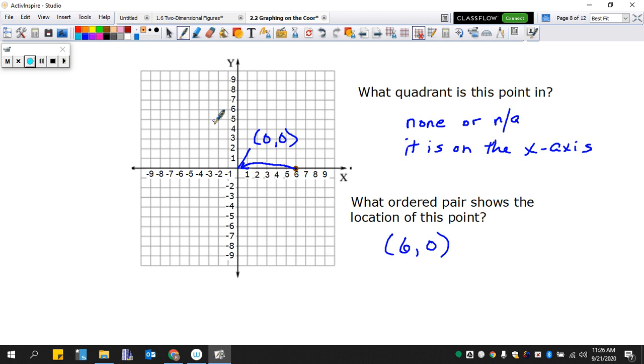If that point, for example, was on the y-axis right here, then the x value in this case would be 0, and the y value is -4. All right.